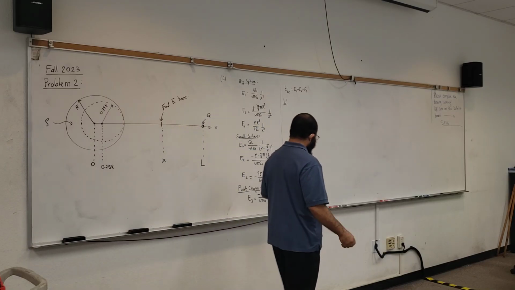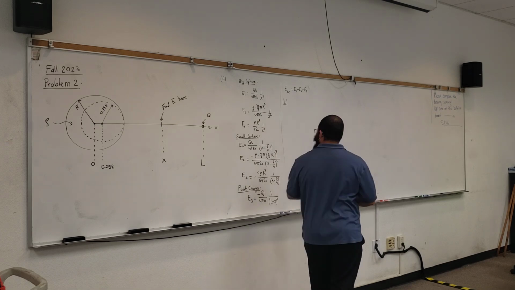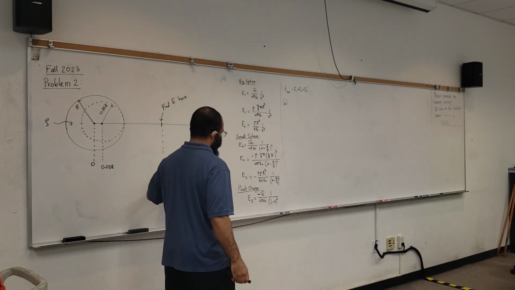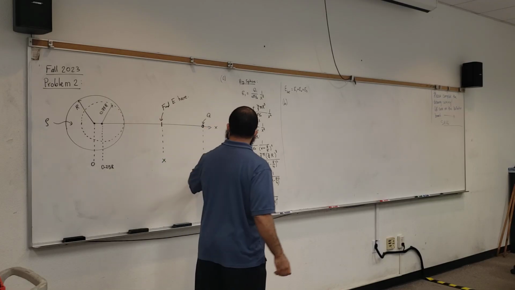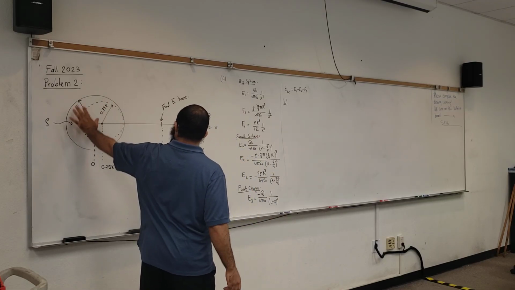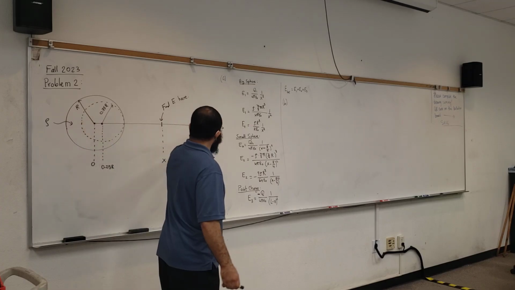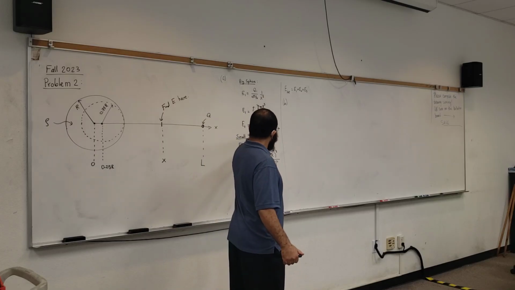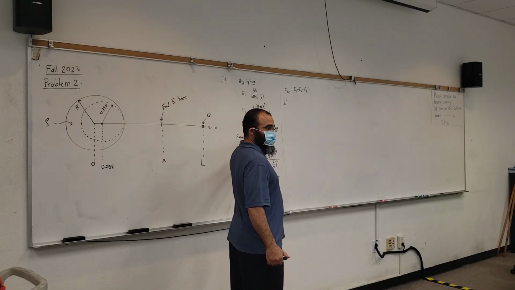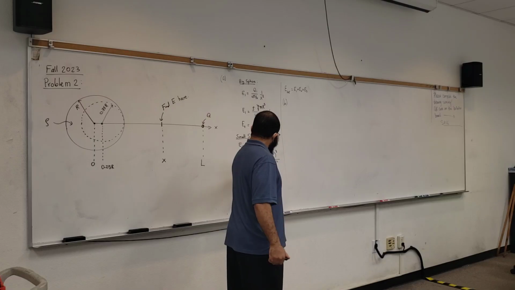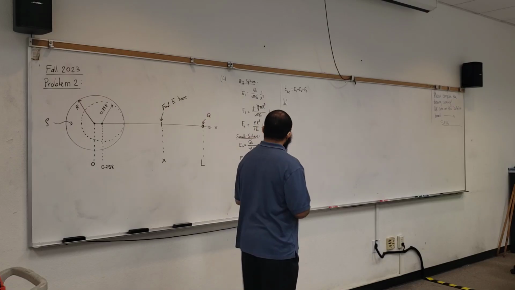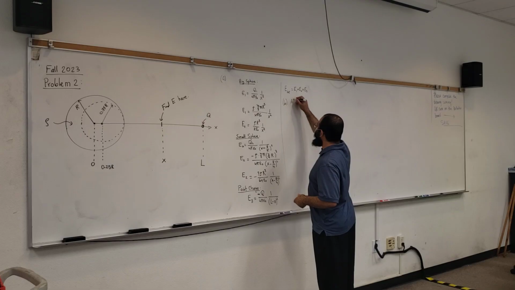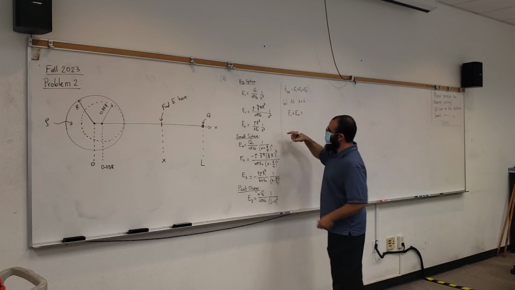So E1, E2, and you just need to change X to what? We want to find the field E1, E2 at this point. So what should X be? L. And X here is also L. So at X equal to L, we get E1 plus E2 will equal to the following.